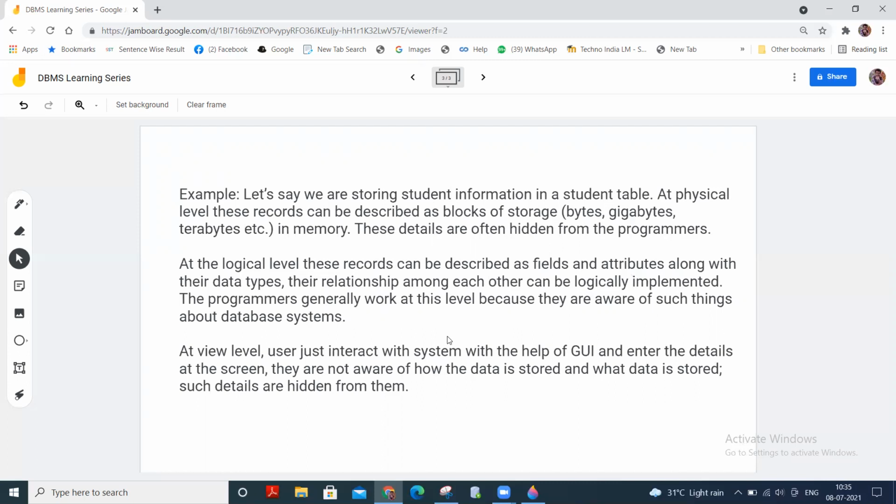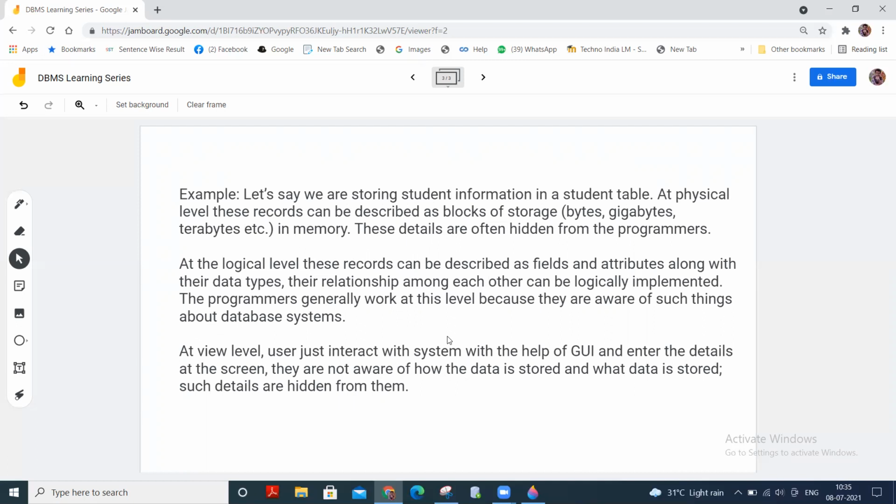And at the logical level, these records can be described as fields and attributes along with their data types. The relationship among each other can be logically implemented. The programmers generally work at this level because they are aware of such things about the database systems.